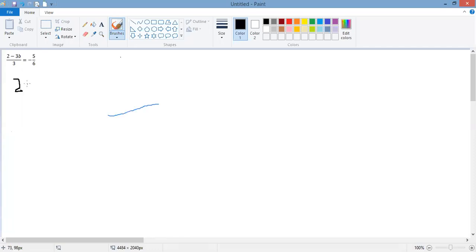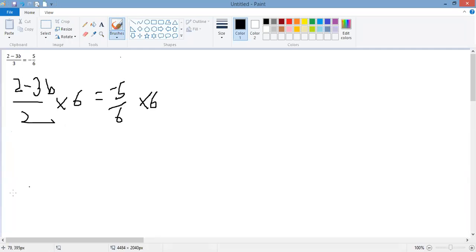Okay, so you multiply 6 at the both sides. Then right hand side also multiply with 6. Then you erase 6 and 3. Then the 6 becomes 2, and 3 becomes... 2. Then 6 becomes 2.